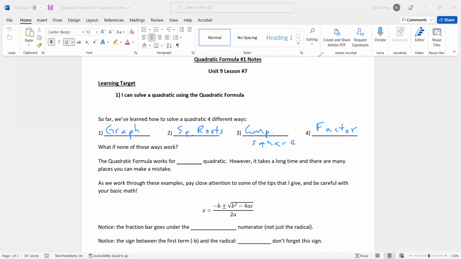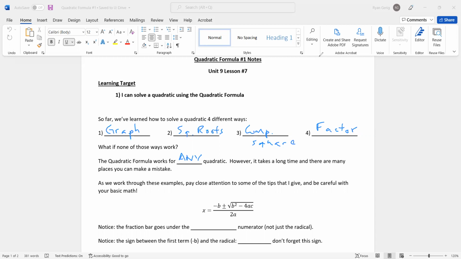Okay, well, what if none of those work? There are times when none of those ways will work, all right? The nice thing is we have a formula. The quadratic formula works for any quadratic. So if it works for any quadratic, why would I have shown you any of the other 4? Well, there's some downfalls with the quadratic formula.